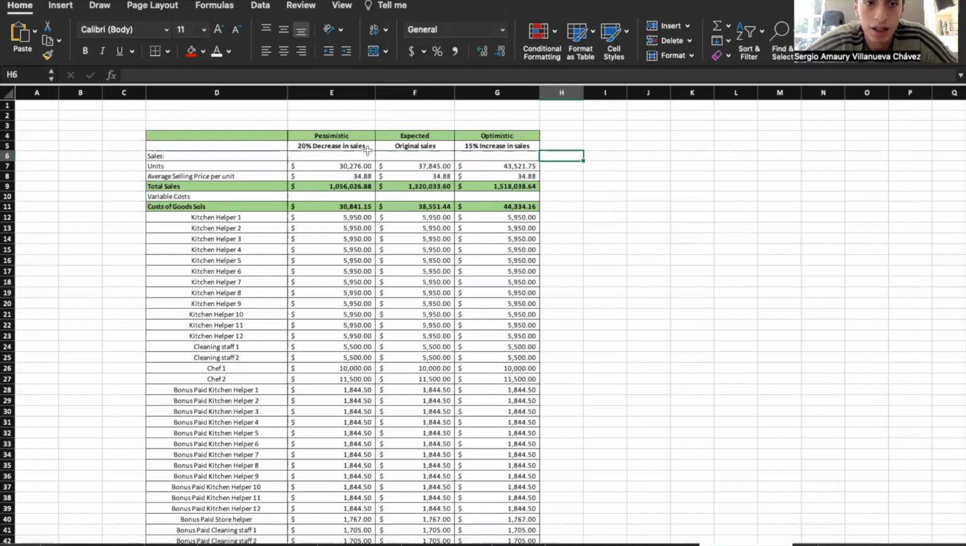And then we also made a scenario analysis, taking into account the expected, optimistic, and pessimistic scenarios. The expected is based on the original sales. The pessimistic is a 20% decrease in the sales, and the optimistic is a 15% increase in sales.